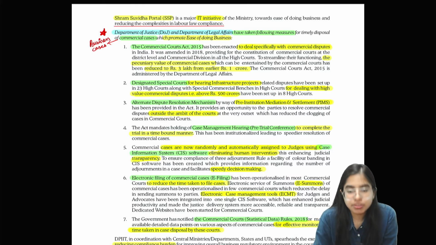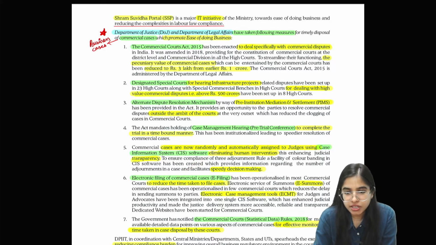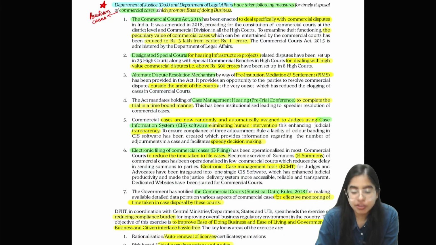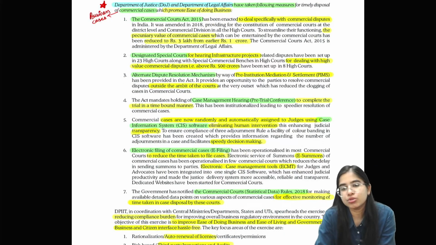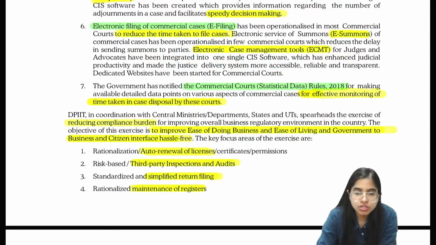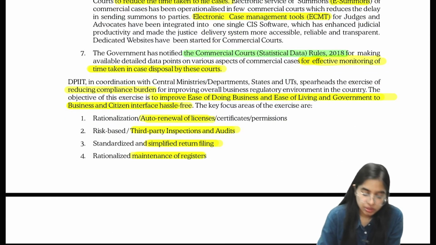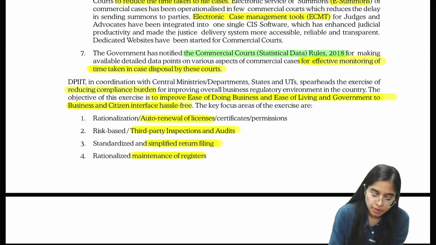You have started case management hearing for speedy disposal of cases. You have started using CIS software for transparency and speedy decision making. You have started using e-filings and e-summons to reduce the time taken for solving the case. Lastly, you have made rules to collect the data, which will help in effective monitoring of the disposal of the cases. Those are the initiatives taken by the Ministry of Law.